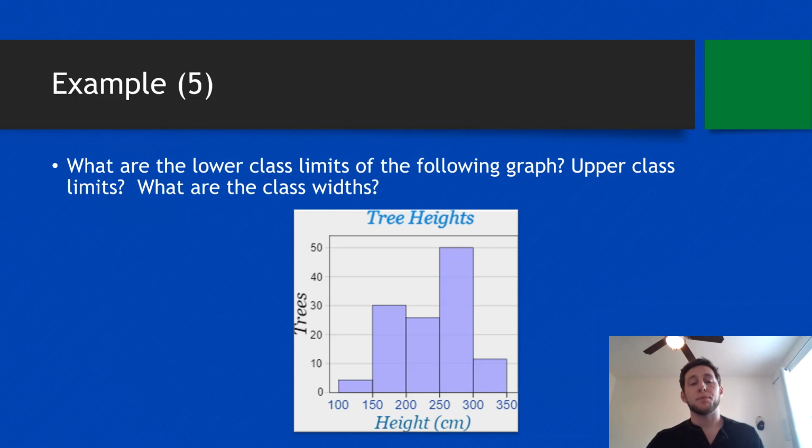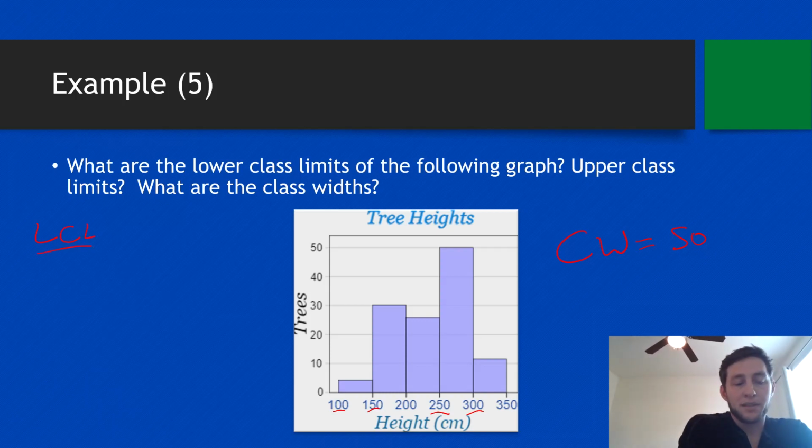Now, as a visual example, and we already talked about this, what are the lower class limits of the following graph? What are the upper class limits? And what are the class widths? Well, class width, we've already talked about, is 50. You take 2 consecutive lower class limits, subtract them. So 150 take away 100. Hey, that's 50 all day. You didn't have to take the first 2. You could have done 300 take away 250 to get 50 as well. That should be consistent.